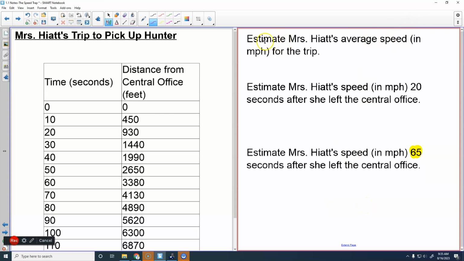I want you to estimate my average speed for the whole trip. Estimate my speed 20 seconds after I leave the central office, so that'd be right here. And then estimate my speed 65 seconds after I've left central office. Okay, so you got this table and the graph to use, either one, whichever you want. I'm going to give you a few minutes to make an estimate on those.